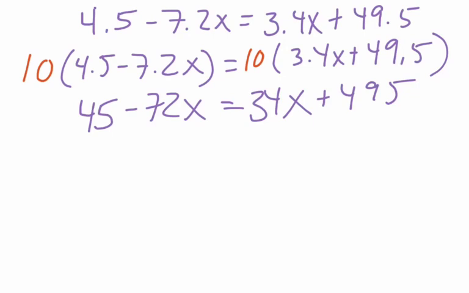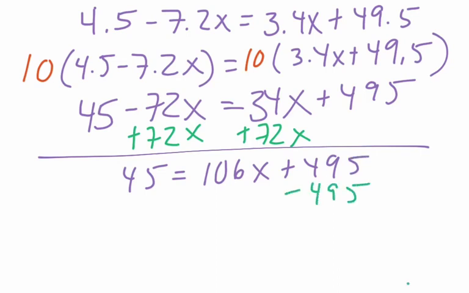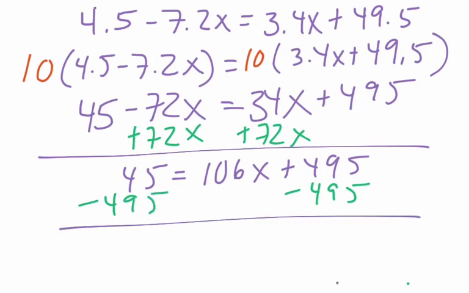Let's go ahead and isolate our variables. So I have negative 72x on the left. I'm going to add 72x to both sides. These cancel out, leaving me with 45. This ends up being 106x plus 495. We'll subtract the 495. And remember, you are welcome to not show that. 45 minus 495, and I copied the problem wrong. Hang on a second.